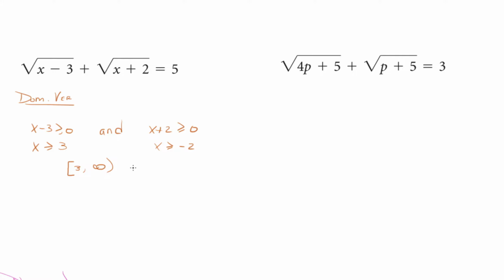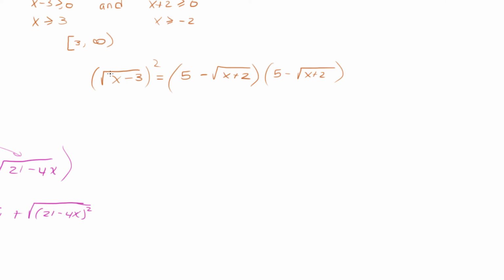Now we solve. Like in the previous example, we solve for one radical. So we isolate either one. I'm going to isolate the first one. So it's going to be 5 minus radical x plus 2. That's the first step, isolating for the radical. And then we square. Now again, squaring is multiplying by the same thing. On the left side, it gets rid of the radical. On the right side, we FOIL.